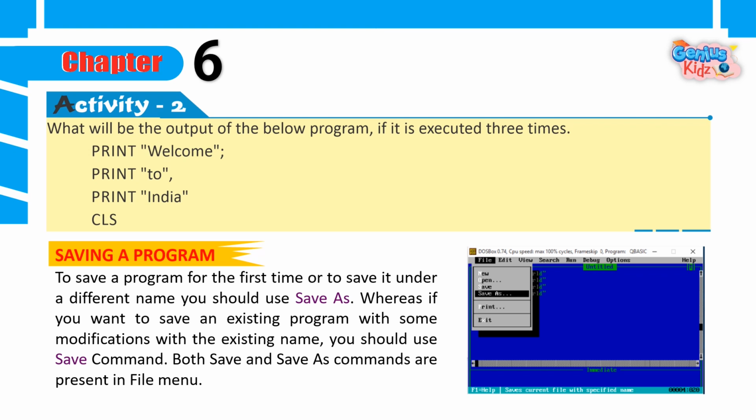Saving a program. To save a program for the first time or to save it under a different name, you should use Save As. Whereas if you want to save an existing program with some modifications with the existing name, you should use the Save command. Both Save and Save As commands are present in the File menu.